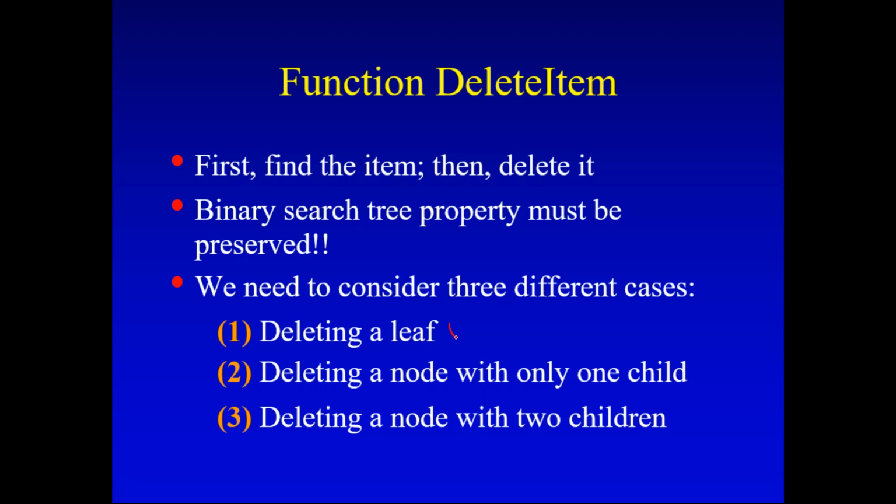First is deleting a leaf node. How will you delete a leaf node? Second is deleting a node with only one child. Okay, that means you want to delete a node which has only one child. First is a leaf node, that means you want to delete a node which does not have any child. Second is deleting a node with one child, and third is deleting a node with two children. These three cases we will be discussing.